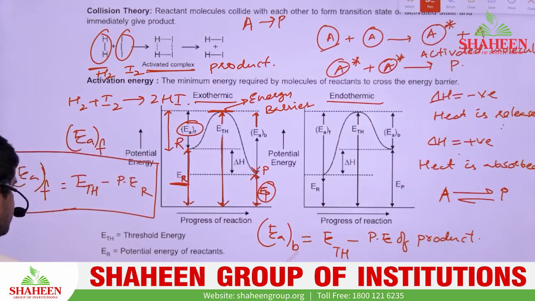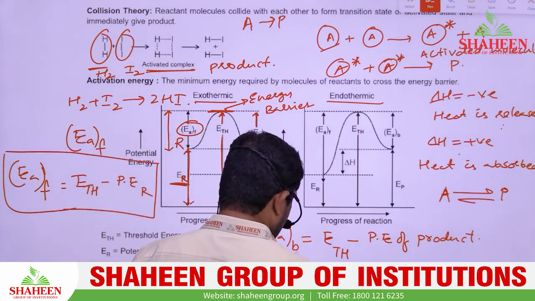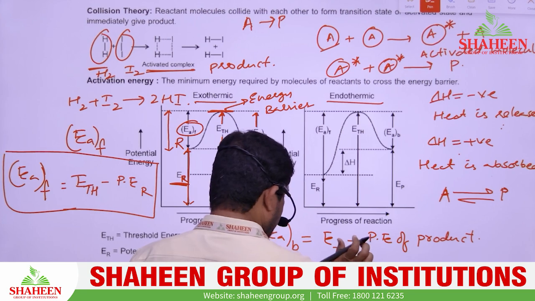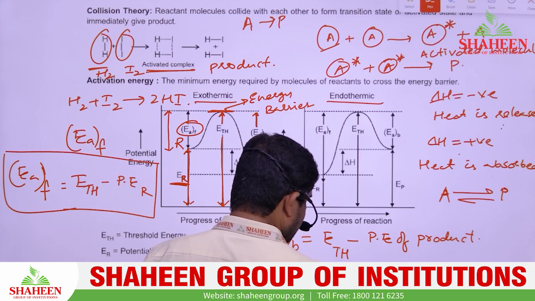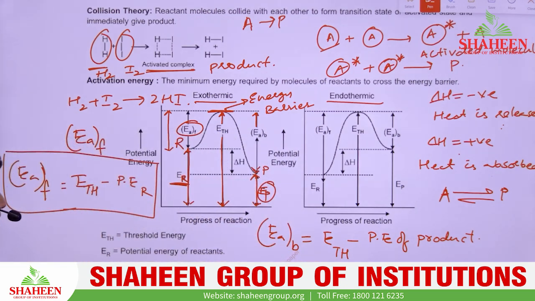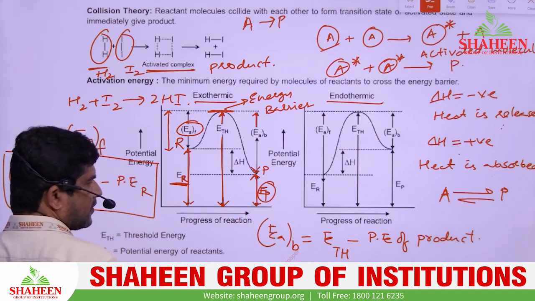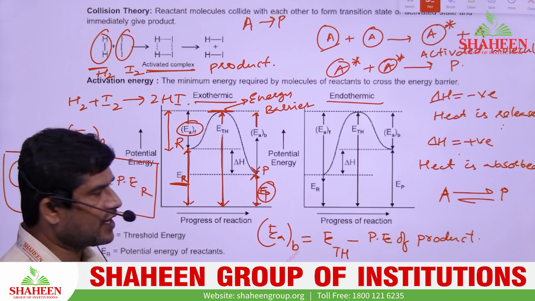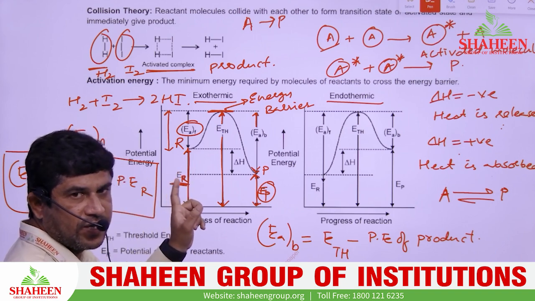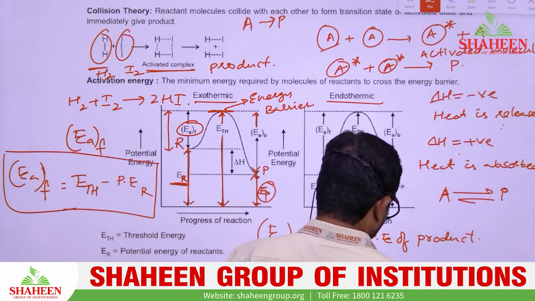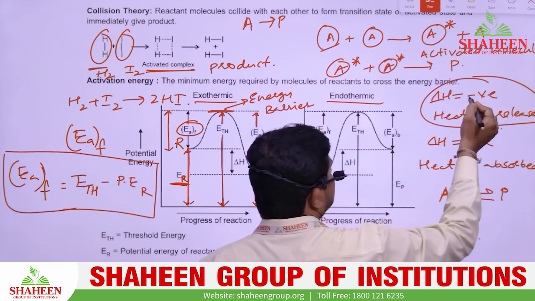Now how do we calculate the enthalpy of reaction? Delta H means enthalpy of reaction. Enthalpy of reaction is equal to potential energy of product minus potential energy of reactant, so EP minus ER. If we substitute, EP is smaller and ER is larger, so delta H will be negative. Delta H negative means which reaction? It is an exothermic reaction, and heat is released in the reaction.